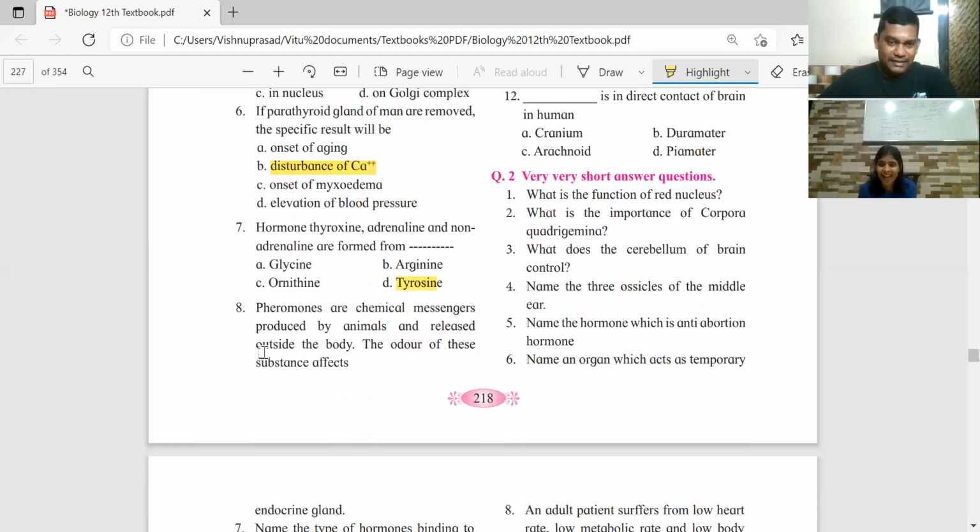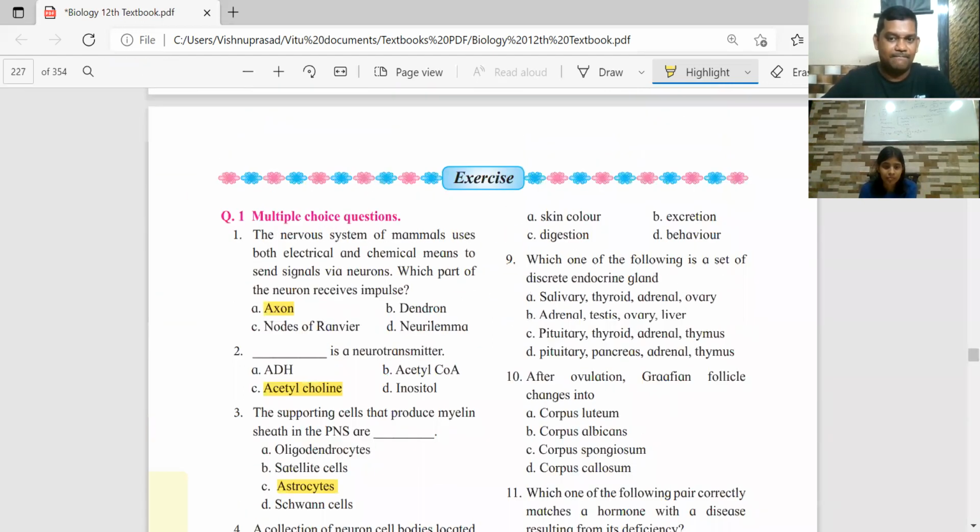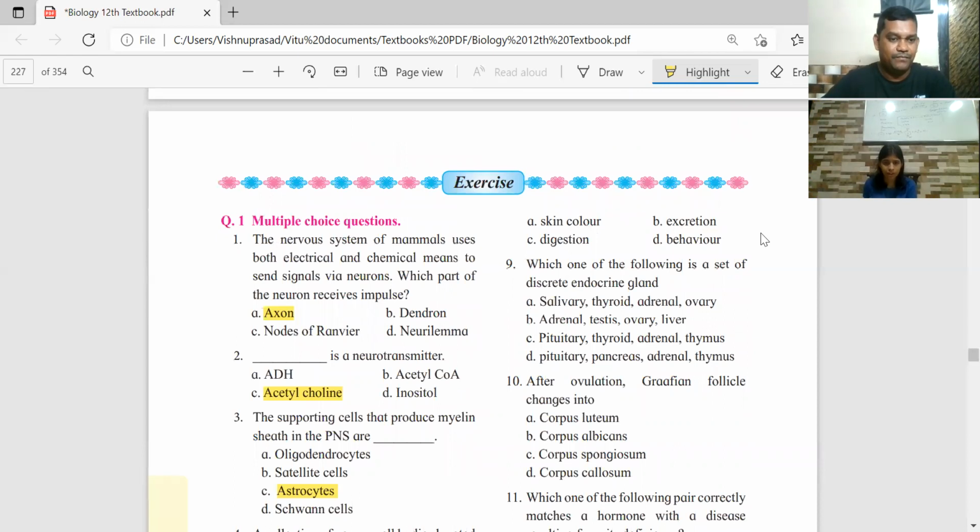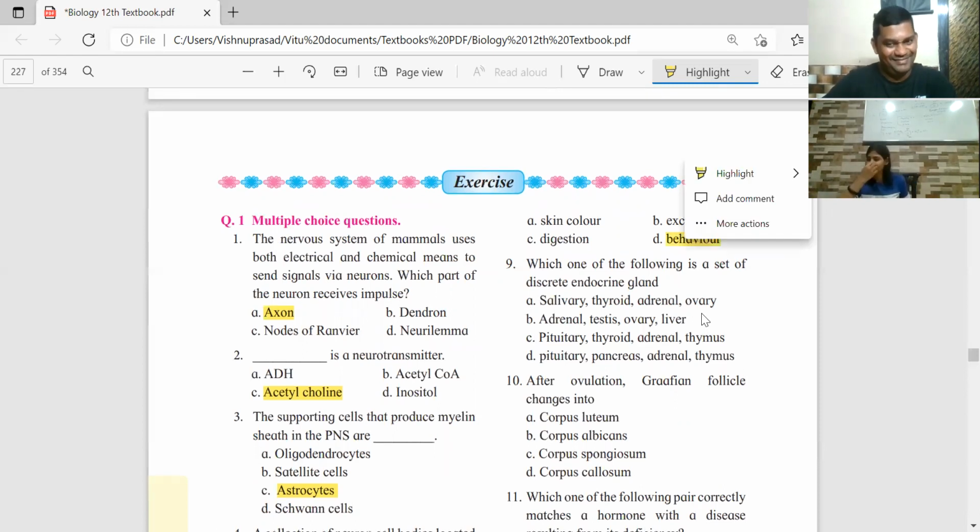Okay. Yes. Pheromones are chemical messengers produced by animals and released in the body. So the odor of this substance affects what? Wait, let me read the question again. Pheromones affect what? Skin color, excretion, digestion, or behavior? You told me that. Behavior.